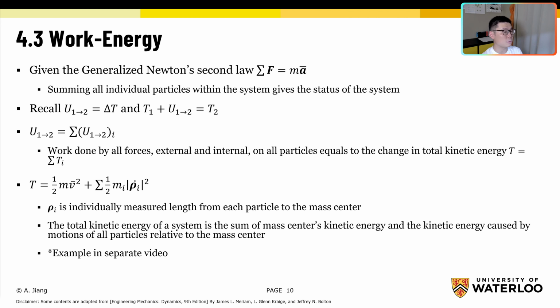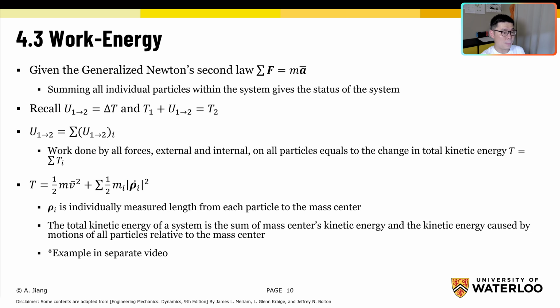Now, from each individual particle's perspective, the kinetic energy comes from two components. One is the absolute velocity of that particle, 1/2 m v squared, wherever the particle is. The other is the motion of each particle relative to the mass center, calculated by 1/2 m_i rho_i dot squared. This rho_i represents where that particle is relative to the center of mass G. Rho is the same as vector r, a displacement vector, and the derivative of that is the velocity. This is still the 1/2 mass times velocity squared term. So you have two terms to consider for every particle in that system.